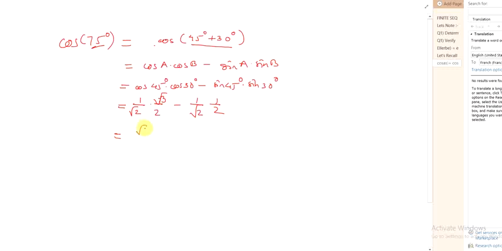Now again 1 into root 3, that is root 3 by 2 root 2, minus 1 by 2 root 2. The denominator is the same, 2 root 2. Therefore, cos 75 degree is equal to root 3 minus 1 by 2 root 2. In this way, we can prove the results. Now, if we want to prove one more result, let us take one more example.